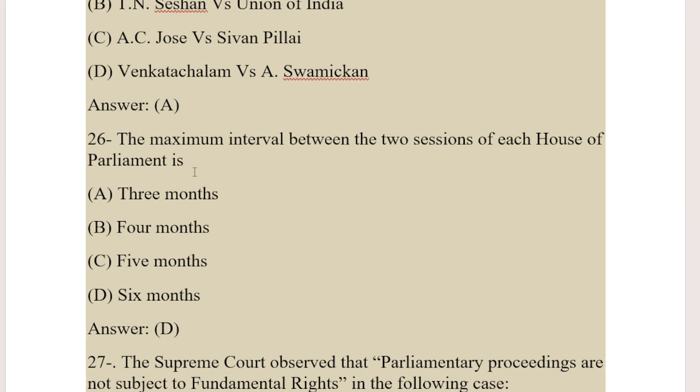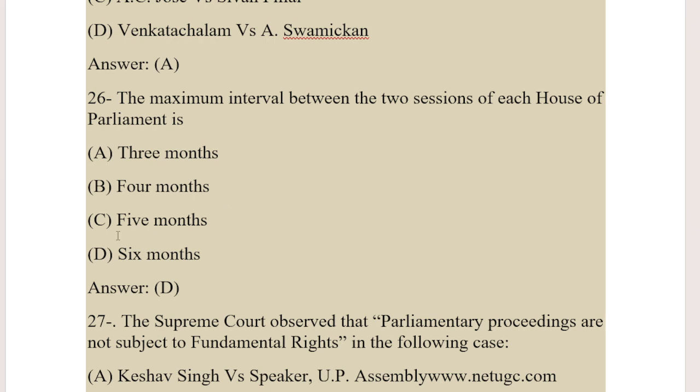It is asked what the maximum interval should be between two sessions of the Houses of Parliament. Option A is 3 months, option B is 4 months, option C is 5 months, option D is 6 months, and the right answer is option D, 6 months.